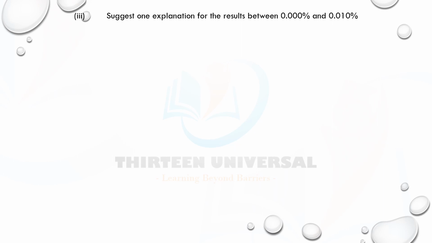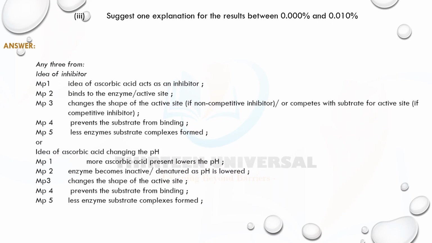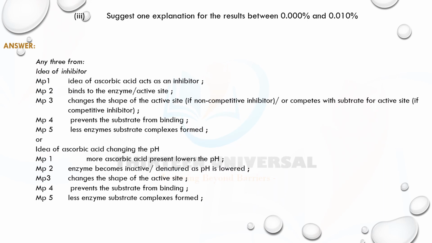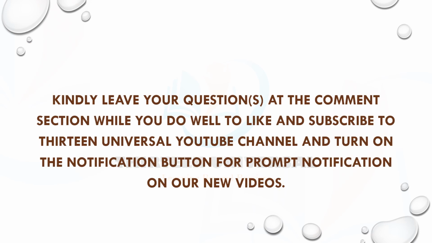Or you can say that the ascorbic acid is inhibiting the amylase enzyme, acting as either a competitive or non-competitive inhibitor, binding and changing the shape of the amylase enzyme so that it doesn't bind to starch to form maltose. Any of these is fine. That's the explanation of why, as we increase the concentration of ascorbic acid, the amount of maltose formed is decreasing. So this is where we stop today.